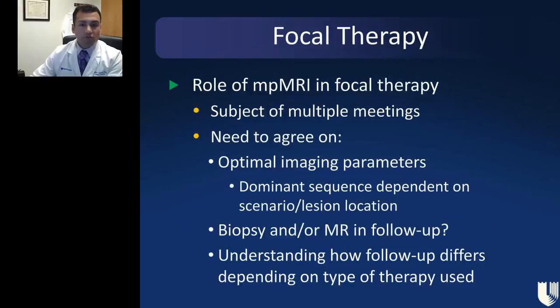In regards to the role of multiparametric MRI in focal therapy, it's certainly been the subject of many meetings, including a meeting that Tom Plasek will speak about, which is a focal therapy meeting that we hold here as a combination of Duke, USC, and in the Netherlands.